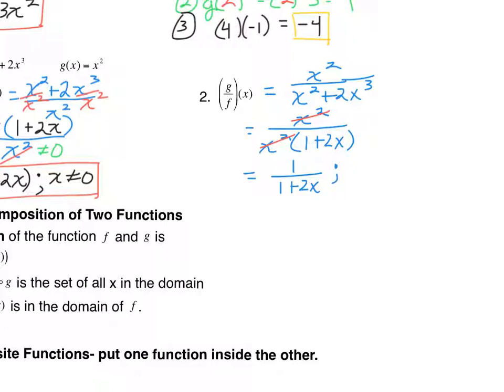We still have to do restrictions on the denominator, but this time I have an x squared in the denominator and a 1 plus 2x. So you have to take your original factored denominator, even though you canceled out the x squared, and look at the original factored denominator and make your restrictions. So, domain restrictions.